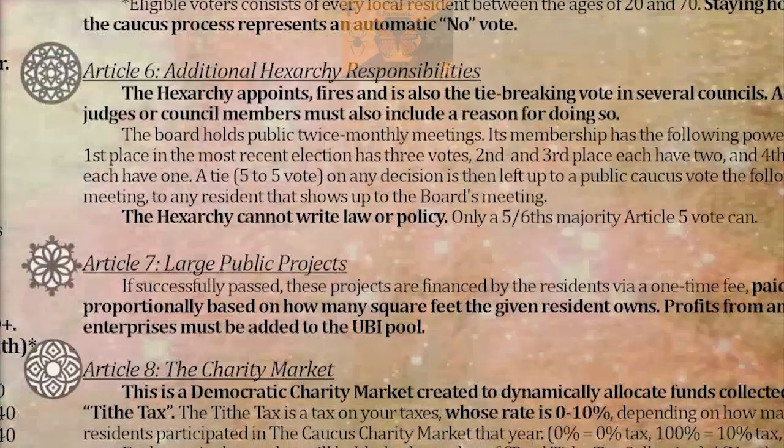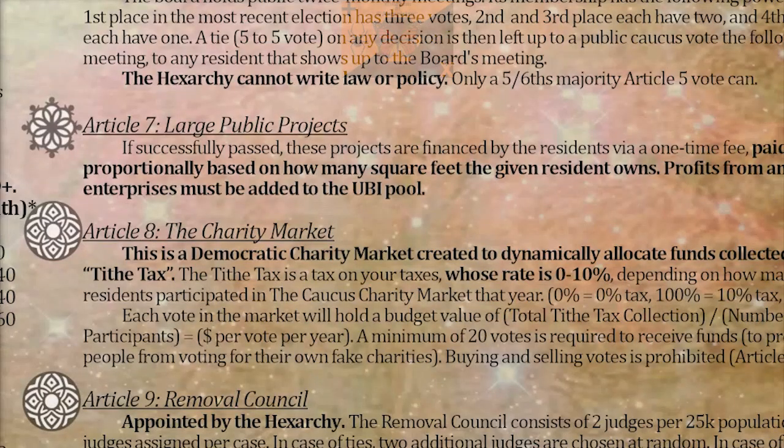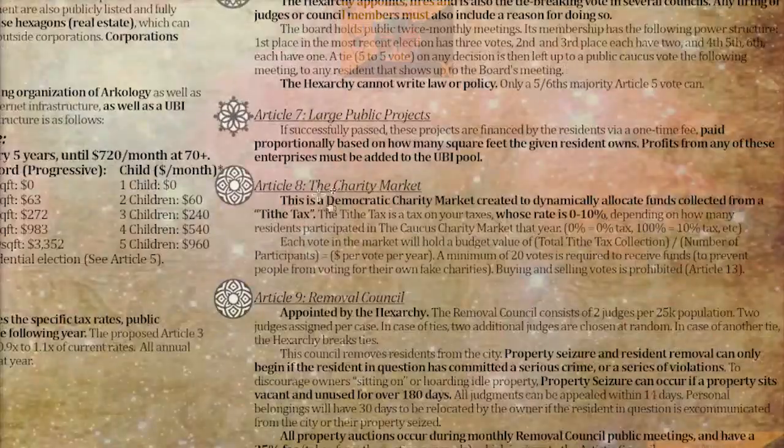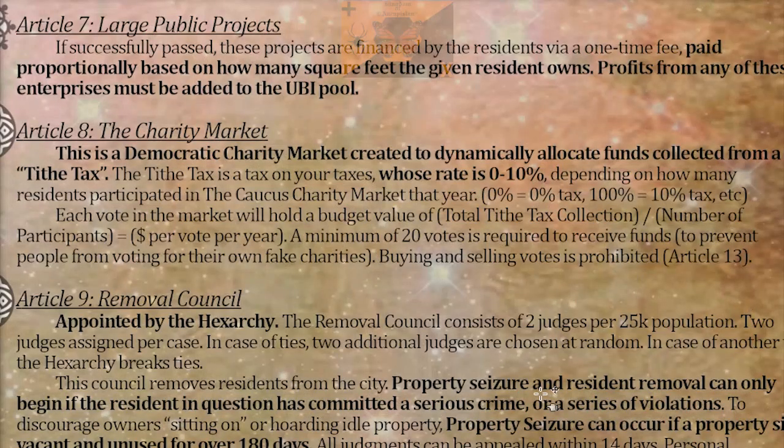The main change, pretty much the only major change, is Article 8, the charity market. This is a democratic charity market created to dynamically allocate funds collected from a tithe tax. The tithe tax is a tax on your taxes whose rate is 0 to 10% depending on how many residents participated in the caucus charity market that year. So 0% participation is 0, and 100% participation is the 10% tax.